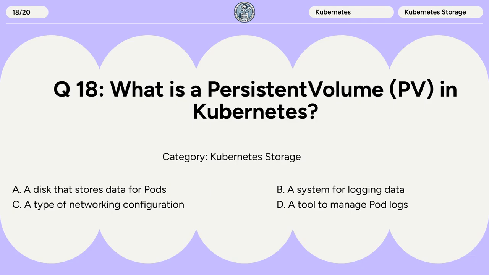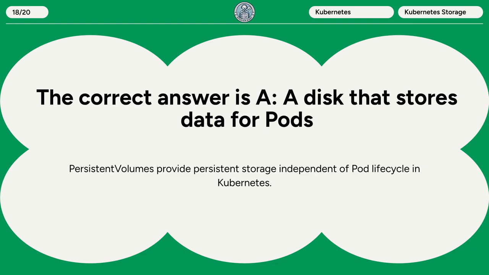Question 18. What is a persistent volume, PV, in Kubernetes? A. A disk that stores data for pods. B. A system for logging data. C. A type of networking configuration. D. A tool to manage pod logs. The correct answer is A. A disk that stores data for pods. Persistent volumes provide persistent storage independent of pod lifecycle in Kubernetes.